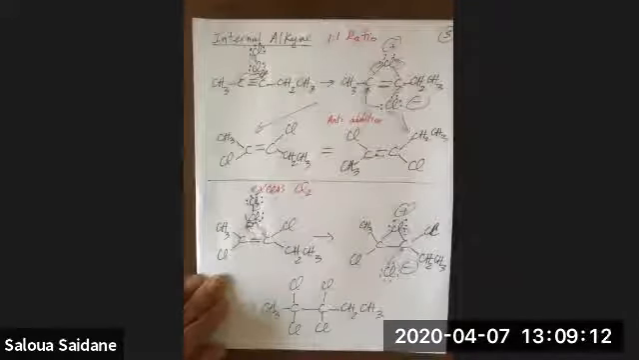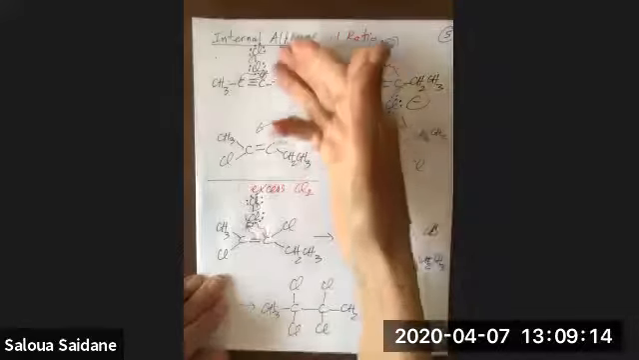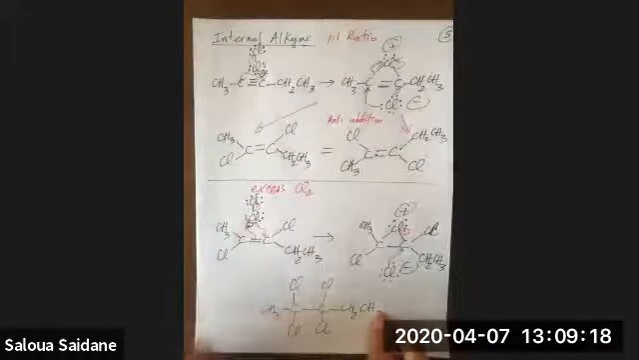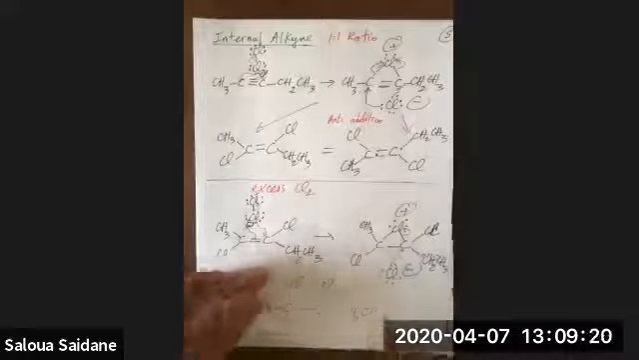So you see here, whenever you have an internal or external, you're only going to end up with 1 product because you end up with 2 chlorines on each side.